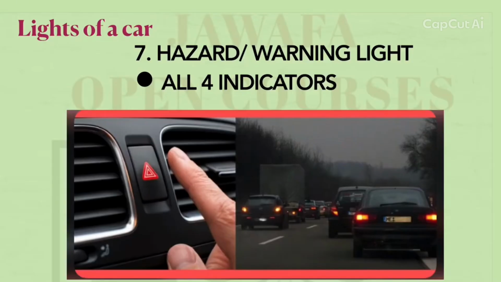Following that, we have what's known as the hazard or warning light. These are essentially all 4 of your vehicle's indicators. When you press this particular button, all 4 of your turn signals immediately begin to flash, or it is also commonly referred to as an emergency light in a manner of speaking.